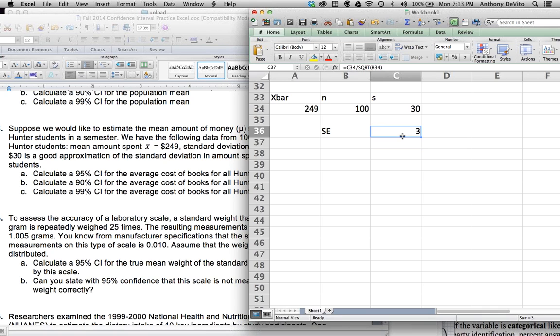Yes, what did I do wrong there? Which is 3, right? 10 into 30, basically. Okay, so now let's do our 95% confidence interval.